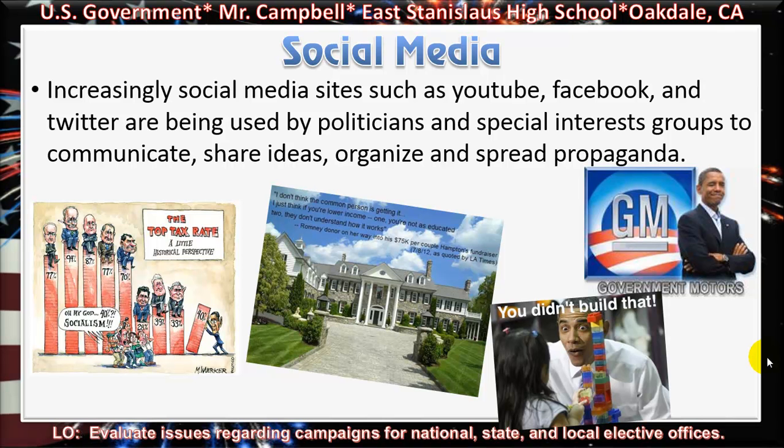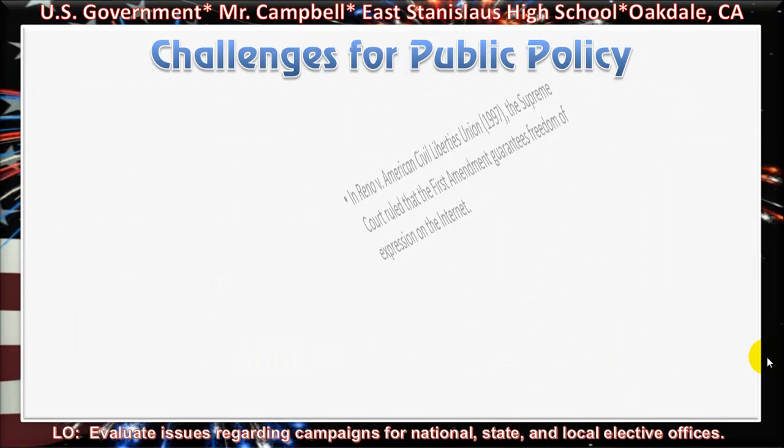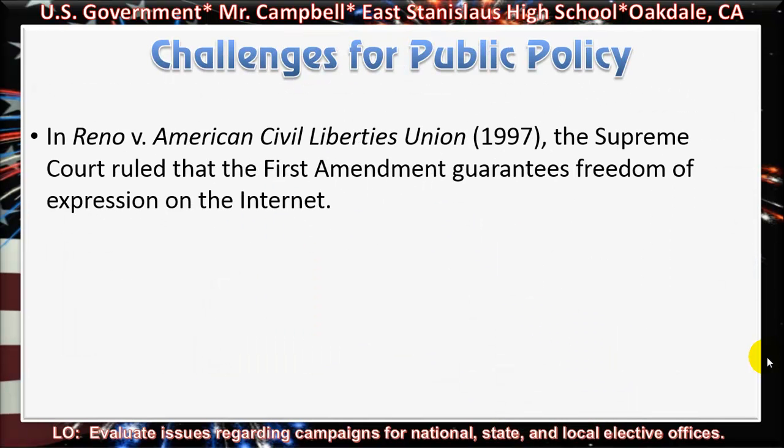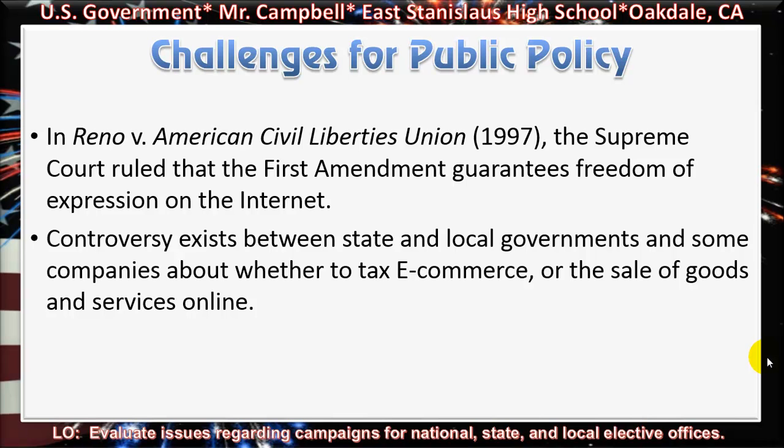And even misinformation can easily be spread through email campaigns and now through social media as well, deliberately sometimes to influence elections. Challenges for public policy. In Reno versus the American Civil Liberties Union, 1997, the Supreme Court ruled that the First Amendment guarantees the freedom of expression on the internet. Controversy exists between state and local governments and some companies about whether to tax e-commerce, or the sale of goods and services online.